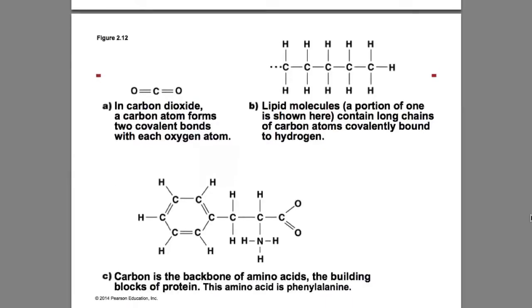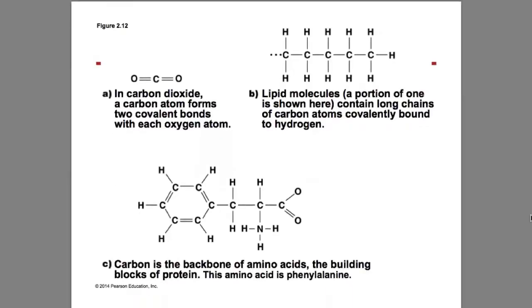Here are some examples in figure 2.12. Here's an example of a carbon dioxide molecule here. And you can see that carbon is forming four bonds, but as two double bonds. So here's a double bond, and here's another double bond to form carbon dioxide. By the way, these are very, very strong bonds. You can form here, for example, lipid molecules or long chains of carbon. And this can continue on, so they can be quite large.